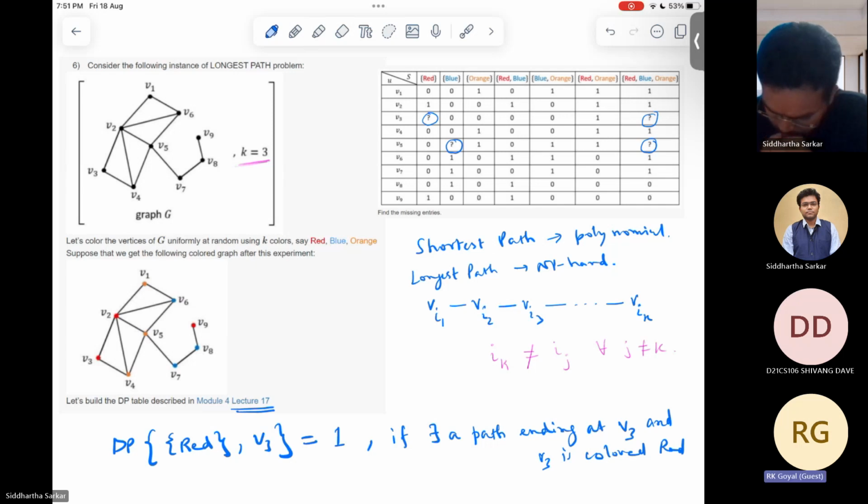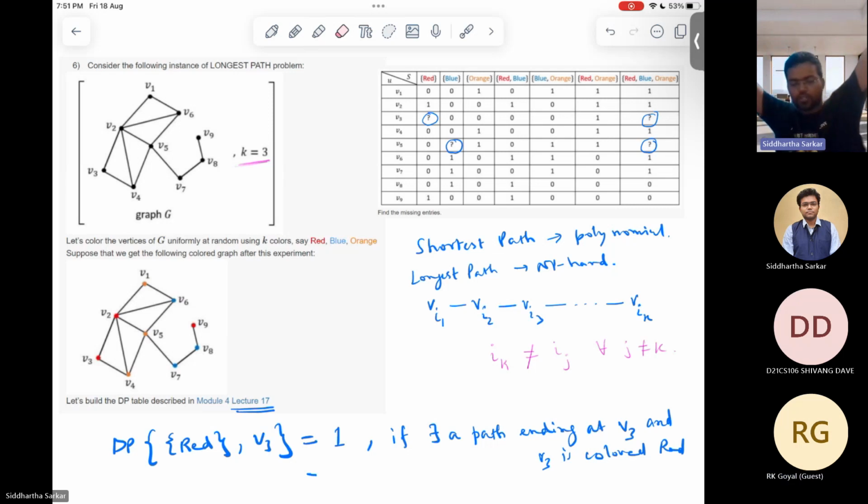So the color of the vertex V3 is red. So there exists a path ending at V3 and V3 is colored red. Yes, so there is a path. Is it necessary that we need to start the journey from V1 only? No, that is not necessary. We have to just show that there is a path that ends at V3 and V3 is red. So this value is true. So we'll mark this as 1. This is done.